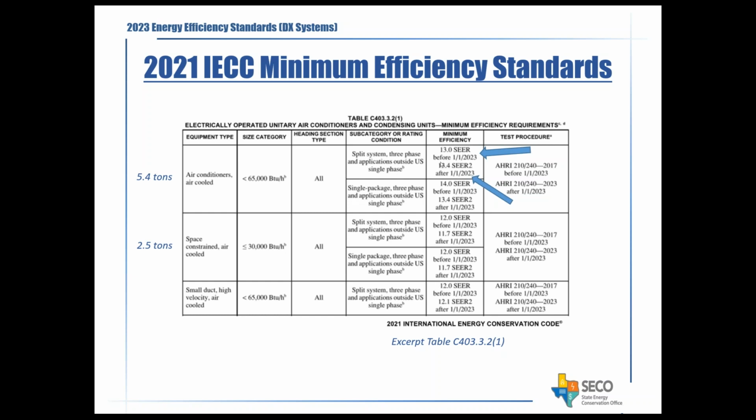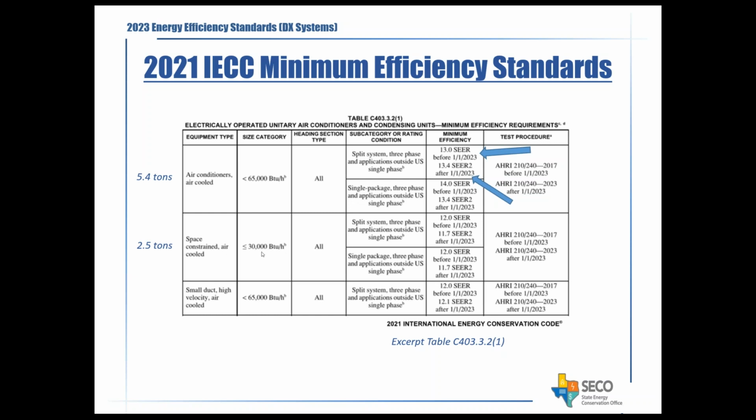So if you were manufacturing them before 1/1/2023, which is next year, the minimum efficiency SEER was 13. When the new ratings are developed, you need to meet 13.4 SEER2 requirements. Basically, this is where they have made the testing a little bit more stringent. Again, as I mentioned, AHRI is the testing procedure, and these ratings have to meet these current procedures.